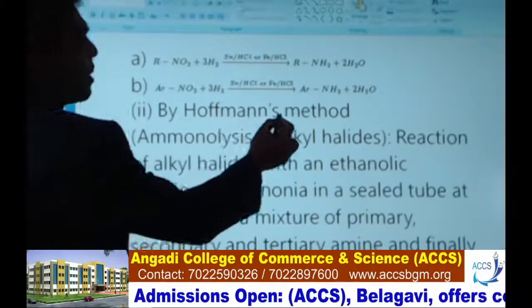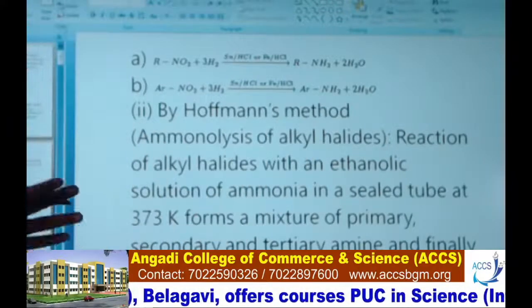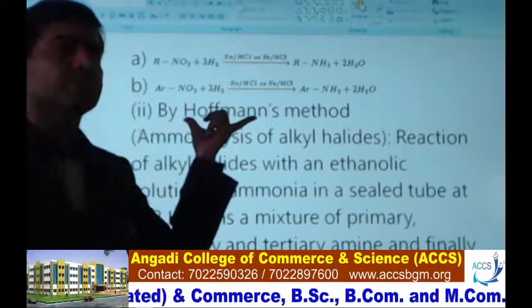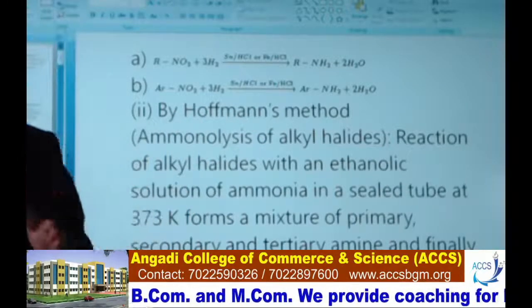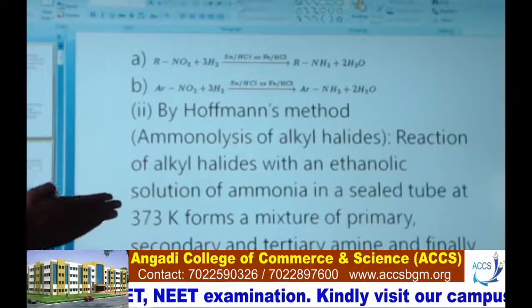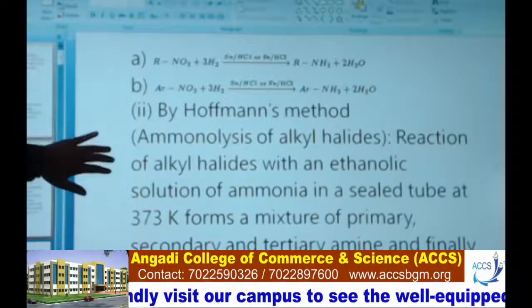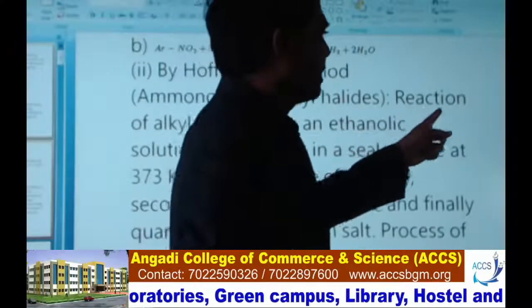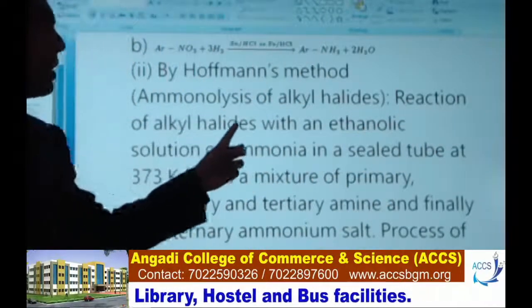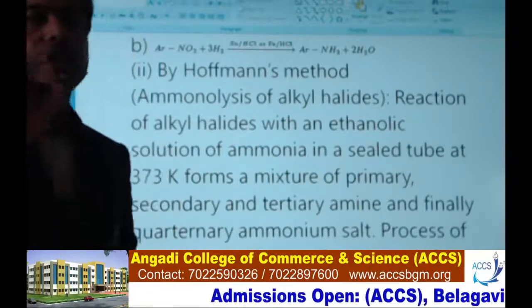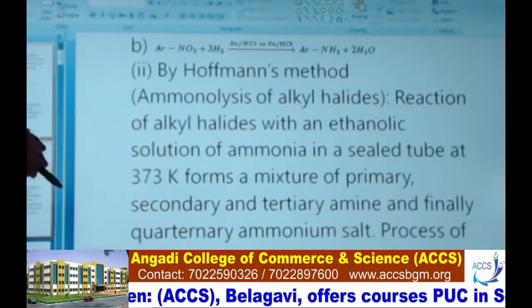Next one, by Hoffmann's method. If you see the five or six years question papers, two to three times he asked about the Hoffmann's method. It is also called Hoffmann's degradation method, where we are taking cyanide compounds and converting them to amines. So what is the statement here? Ammonolysis of alkyl halides. Reaction of alkyl halides with an ethanolic solution of ammonia. If you take only ammonia, you get the amines.